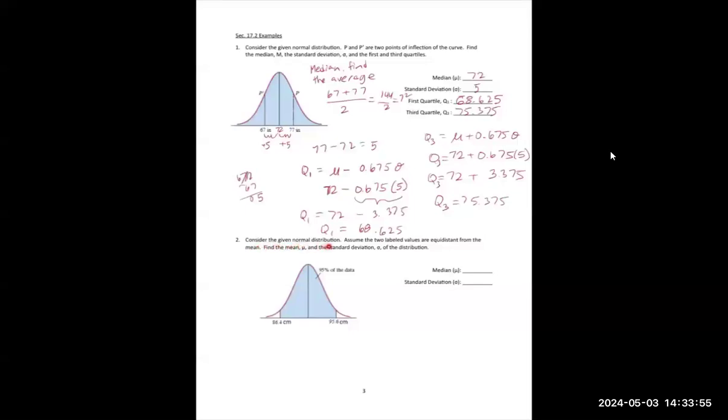Consider the given normal distribution. Assume the two labeled values are equidistant from the mean. Find the mean and the standard deviation of the distribution. So, they give us a hint here that 95% of the data is in this blue region.